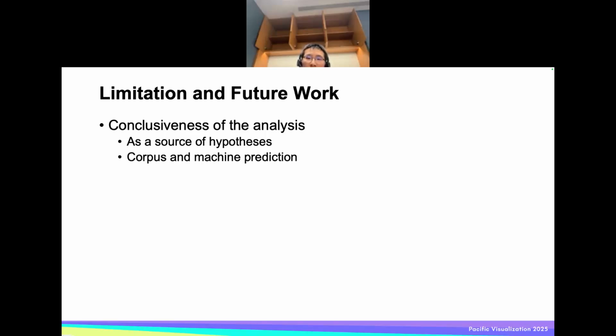Our taxonomy and the labels are limited to the corpus we coded, and the machine prediction we adopted was not accurate. And future work may scale up the coded corpus and involve human quality assurance of the model predictions.